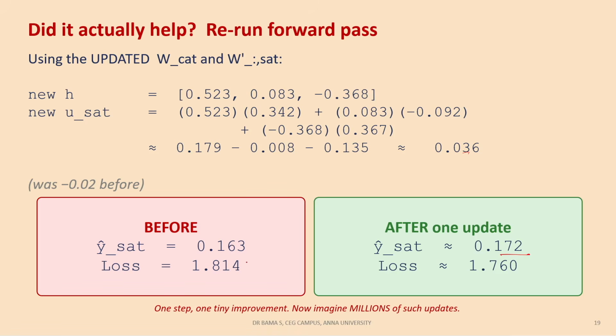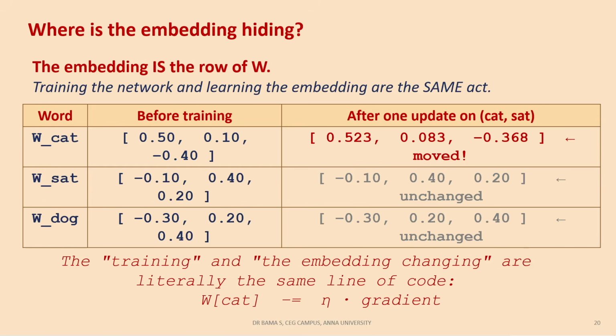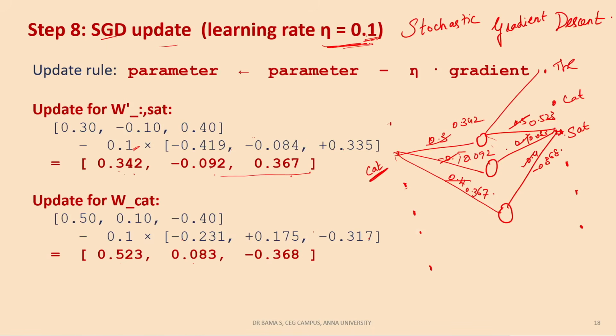So, you can see how the loss is also getting reduced and how these values are getting increased. And these are again the training and embedding, which we described with respect to the output values. Here, what happens to the embedding, where is the embedding hiding? It is only this region. The embedding is the first W part and after one update it moves to 0.523, 0.083 and 0.368. This is going to be the embedding values for cat. That is what is described here.